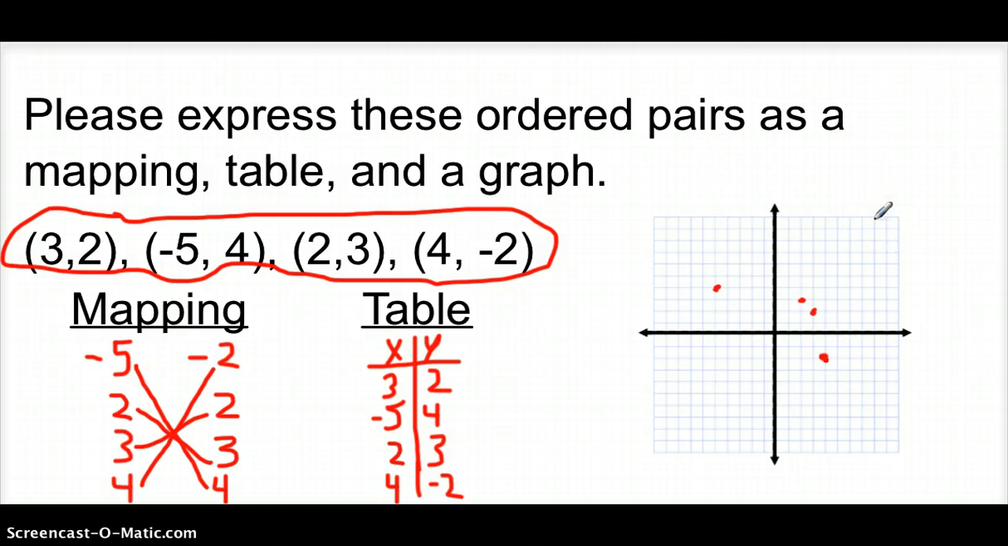Now we have looked at these ordered pairs, or coordinate pairs, and we've represented them as a mapping, as a table, and as a graph. So we've done all that we need to do on that. I just want you to understand that a relation can be represented in a lot of different ways, and they all mean exactly the same thing, just a different way of providing that information.